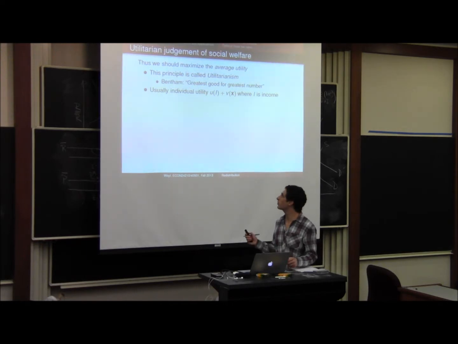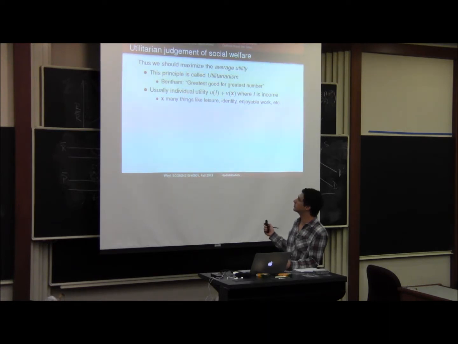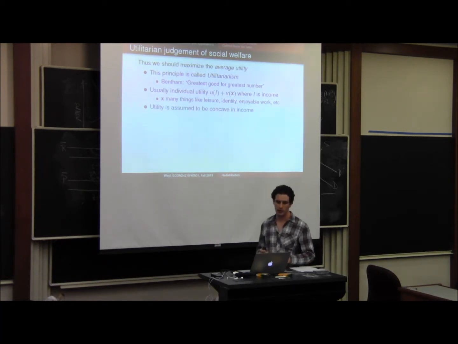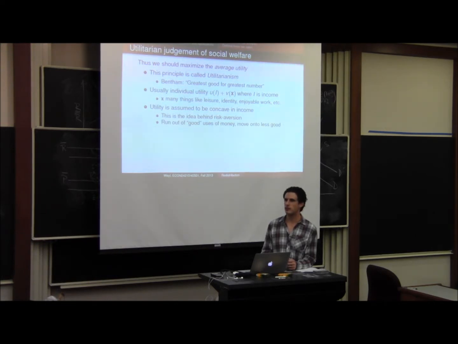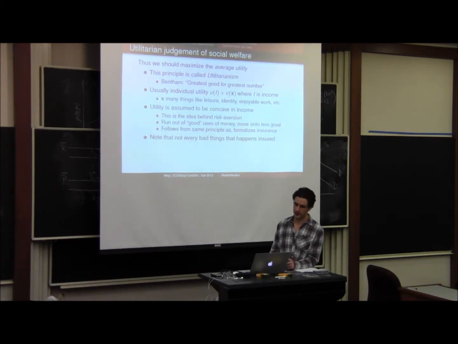And it's usually formalized by the idea that people have some utility that depends on their income and also on other things like leisure, identity, or how enjoyable their work is, but those things are separable from the utility they derive from their income. And utility is assumed to be concave in consumption because of risk aversion. Basically, people run out of good things to do with their wealth as they get more money. Initially, you spend it on staying alive, getting a house, being able to have a car at all. And as you get wealthier, you're spending it on private jets and concerts with Justin Bieber for your daughter, which maybe are not as valuable, per dollar spent.